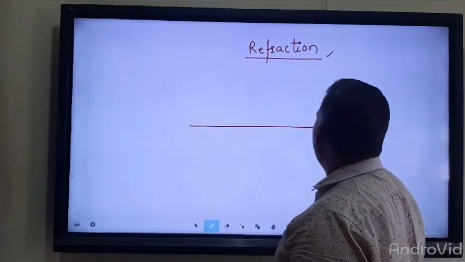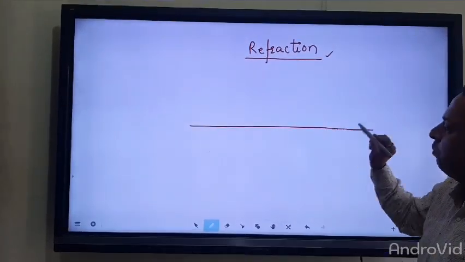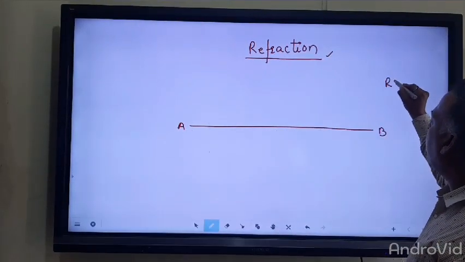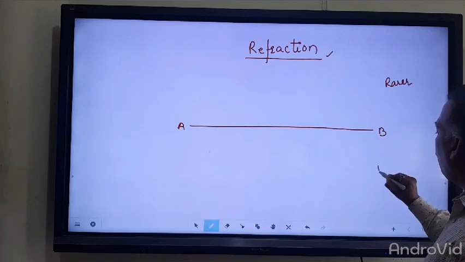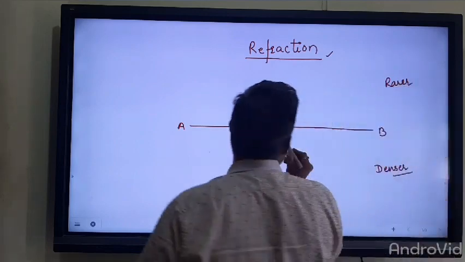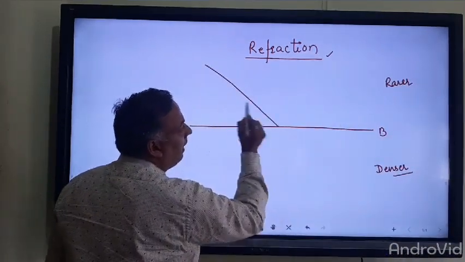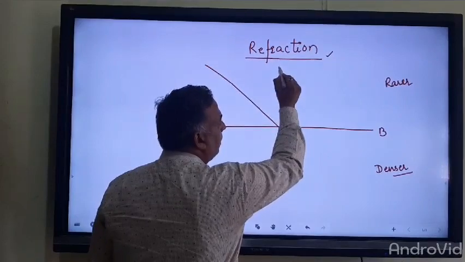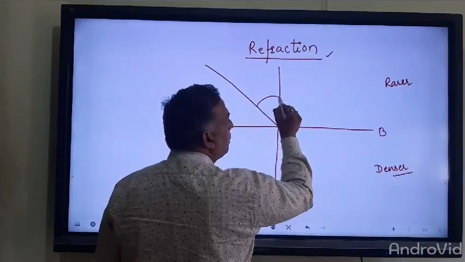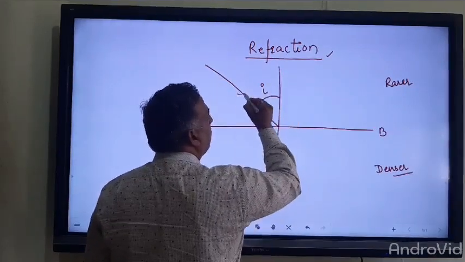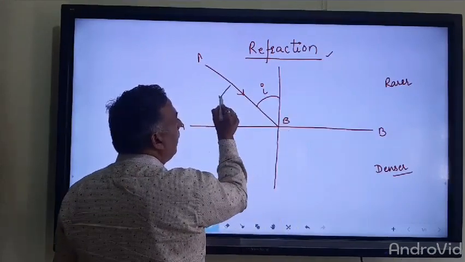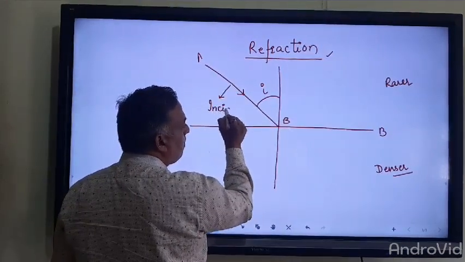This is an interface that separates two media. This is interface AB. This is medium 1, called the rarer medium, and this is the denser medium. Here is a ray striking the interface. If I draw a normal on the interface, this angle is called the angle of incidence, and this ray, which I denote AB, is called the incident ray.